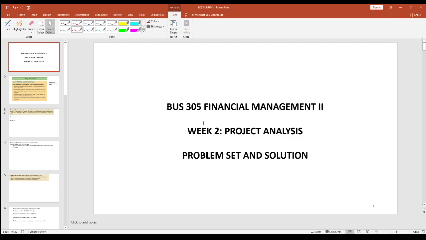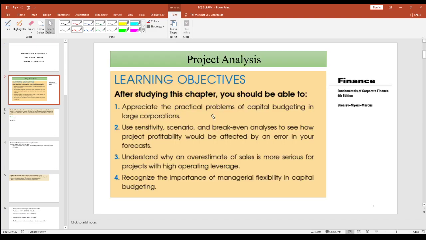Hi everyone. In this tutorial, we are going to solve the problem set and explain their solution for second week, in which we explain and discuss project analysis. If you remember what the learning objectives of the project analysis chapter were, we had 4 learning objectives. This chapter was from Fundamentals of Corporate Finance 6th edition, written by Brealey, Myers, and Marcus.